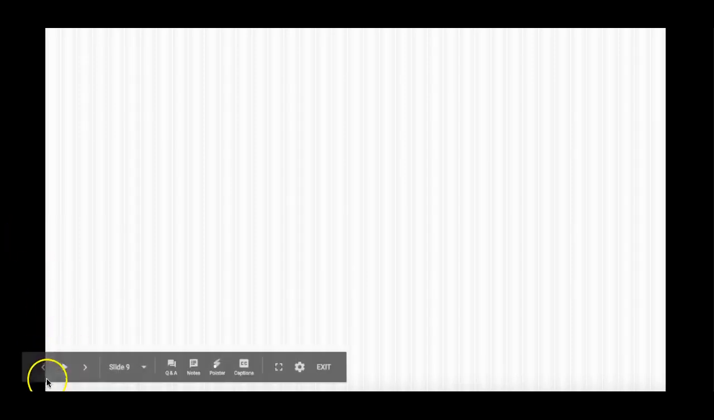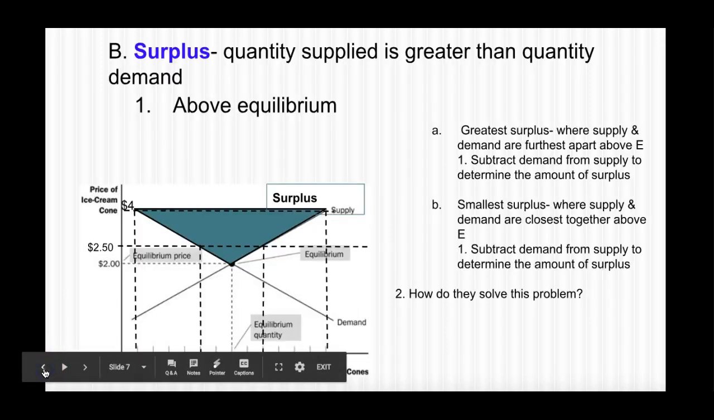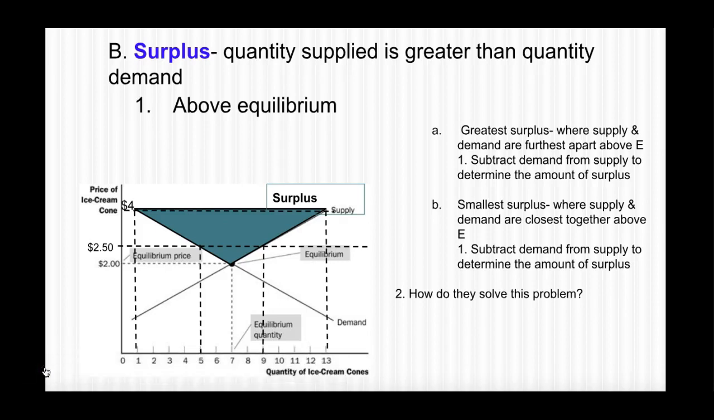All right, so this video is talking about the opposite of a surplus. If you recall, the last video was talking about a surplus. This is where we left off. We were talking about surpluses being above equilibrium, where quantity supplied equals the quantity demanded, and it's always above equilibrium.